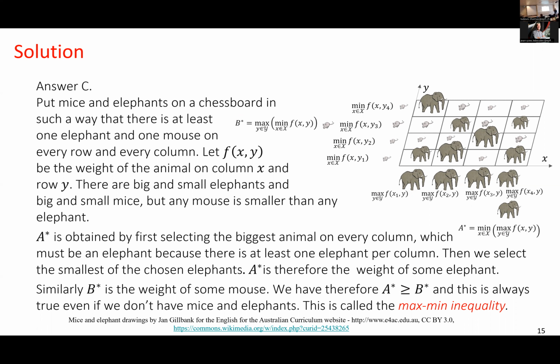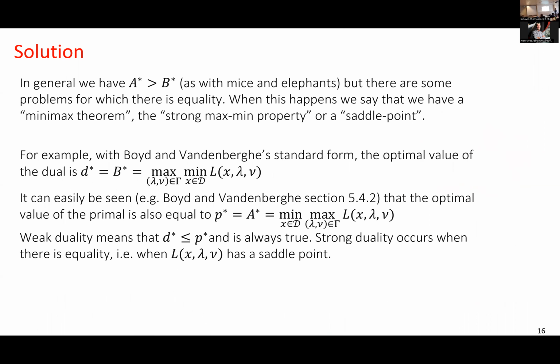It's called the max-min inequality. In general, there's not equality. There might be equality in some cases, but in general, we have strict inequality, except in some cases where we have a saddle point. We encountered this term already in the theory of duality with Lagrange multipliers. It's related to that. If we use Boyd and Vandenberghe's standard form, the optimal value of the dual is the max of the dual function, which was itself the result of the unconstrained optimization problem. So it was a max of a min.